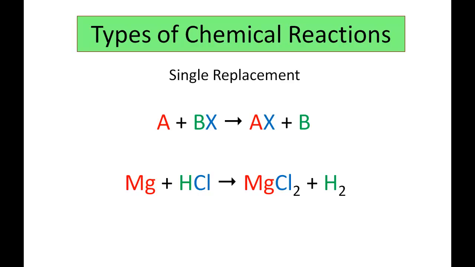And you can see in the example here, if I take magnesium and react it with hydrochloric acid, magnesium an element, hydrochloric acid a compound, the magnesium is more reactive than the hydrogen and will replace it and react with the chlorine, and the hydrogen gets kicked out by itself. Now notice that hydrogen by itself is diatomic, as we covered in the last podcast. Also notice that the equation is still not balanced. You would have to go back and balance the chemical equation.